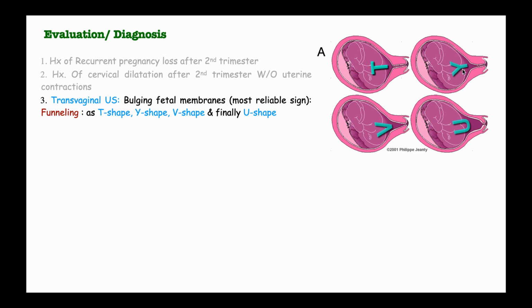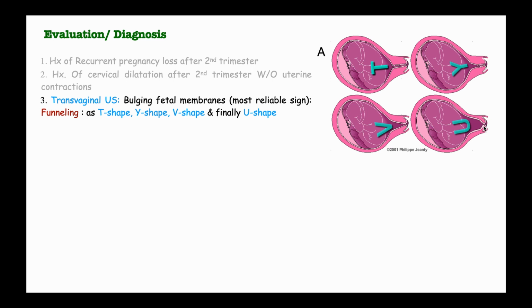In the Y type of cervical incompetence, it looks like a Y. So the internal os is opened and the cervical canal has started dilating, yet the external os is still closed. In the V type of cervical incompetence, we find the internal os widely opened as well as the cervical canal also opening, but the external os still closed. And finally, the worst form of it all is the U type of cervical incompetence, where the internal os is largely opened as well as the cervical canal, yet we have the external os closed. So these are the various forms of cervical incompetence that we may find when we do ultrasound.